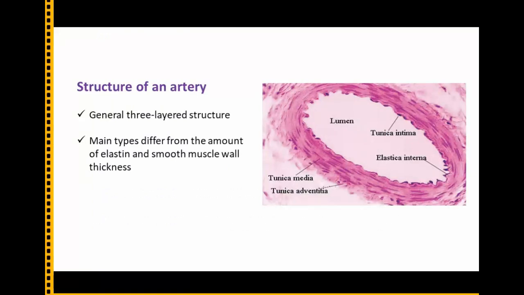This is the general structure of an artery. It is a hollow tube-like organ and it also has the general three-layered structure: tunica intima, tunica media and tunica adventitia. There are a few main types of arteries and they differ from each other in the amount of elastin and smooth muscle wall thickness. Smooth muscles are where? They are in the tunica media. That is where the types of arteries histologically differ from each other.